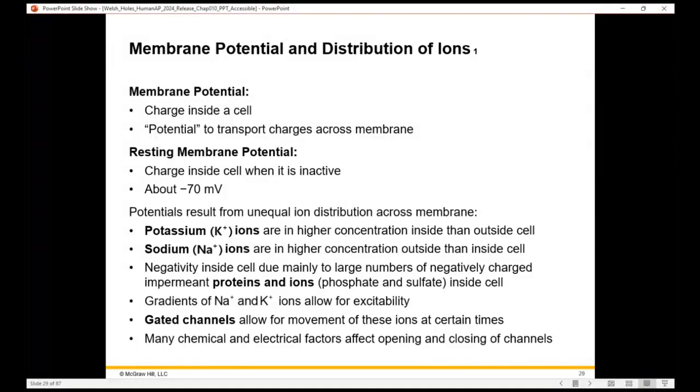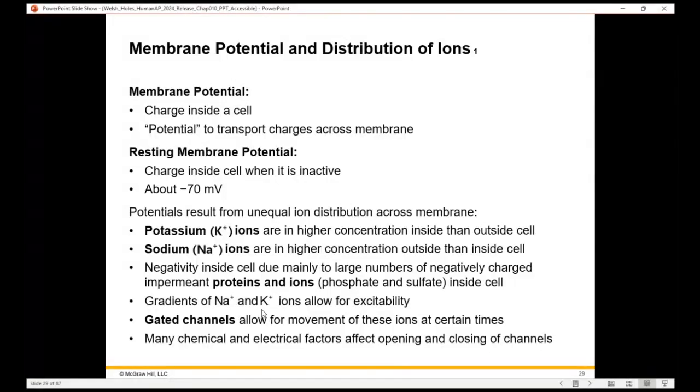Potentials result from unequal ion distribution across the membrane. Potassium ions are higher concentration inside than outside the cell. Sodium ions are higher concentration outside than inside the cell. Negativity inside the cell is due mainly to the large number of negatively charged impermeant proteins and ions like phosphate and sulfate inside the cell.